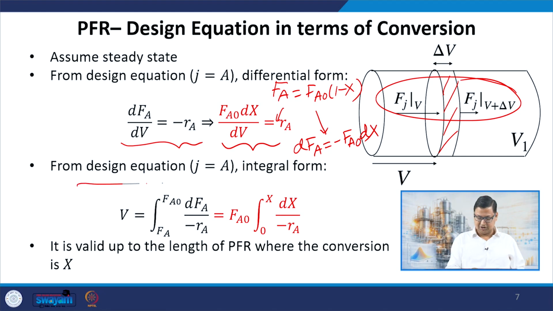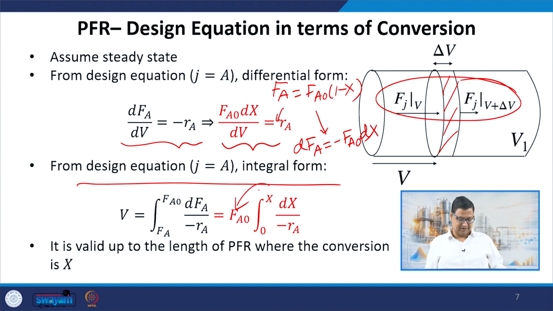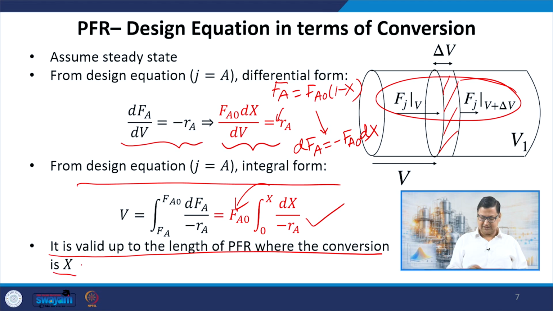And the same is true for the integral form. Basically, Fa naught came out, and then we had a nicely looking equation in terms of conversion. What is to be kept in mind that this is valid to the length of PFR, where the conversion is x. So here the volume is a variable, right? So I can find the volume until which the conversion is x, right?